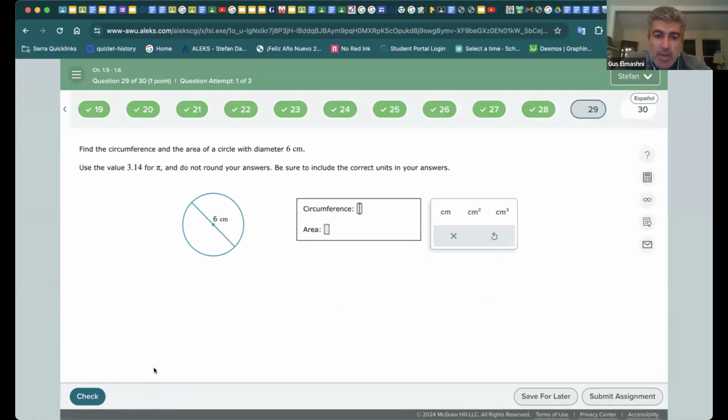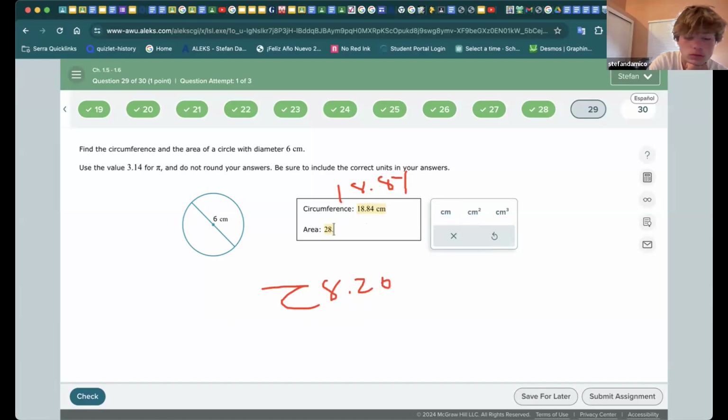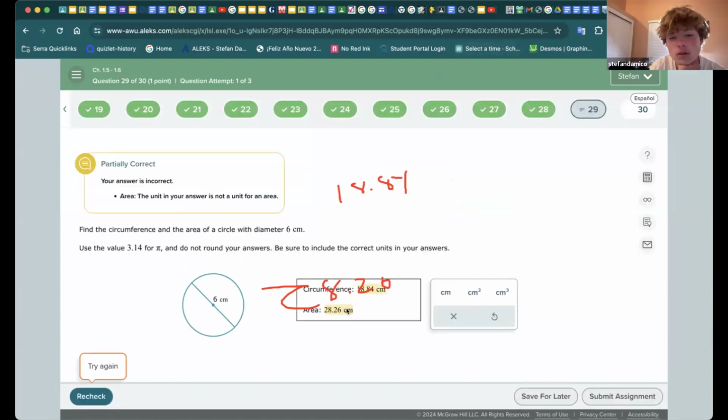Diameter is 6, so radius is 3. So you do 2 pi r, pi d, so 6 times 3.14. Then 3 squared, 9 pi, 9 times 3.14. So you should have 18.84 for your circumference and 28.26 for your area. Square centimeters. Remember, area is always square units.